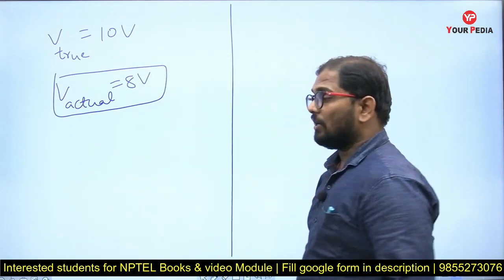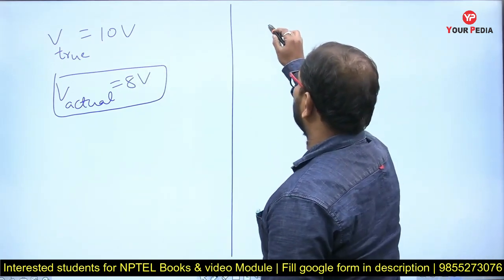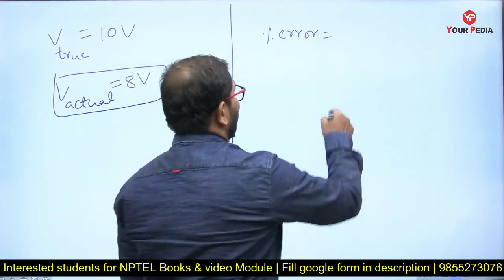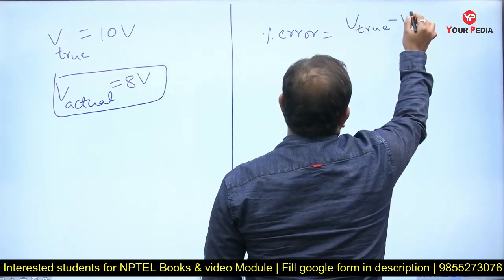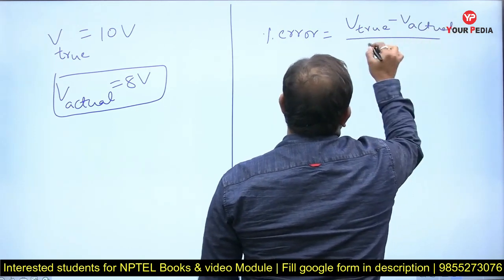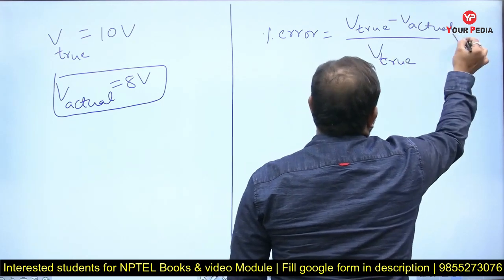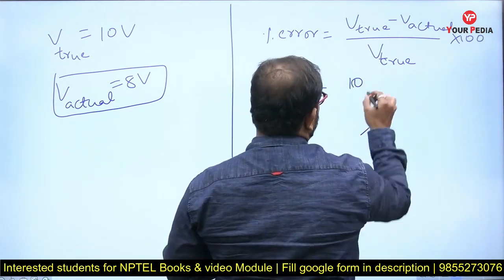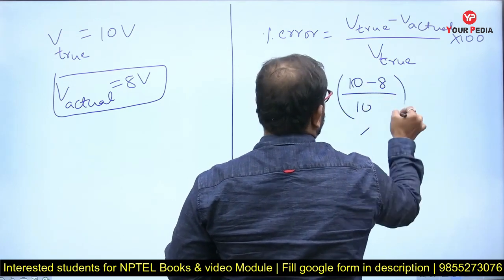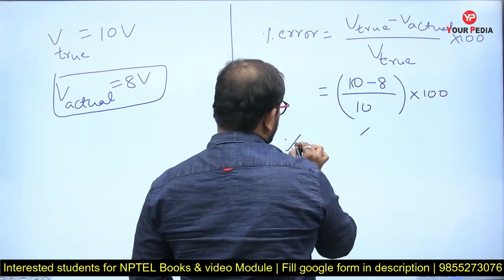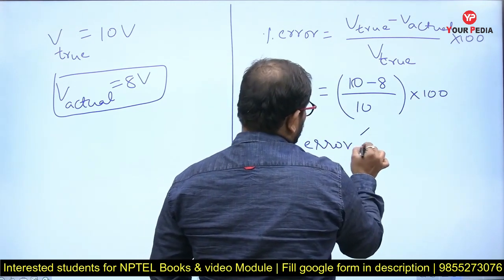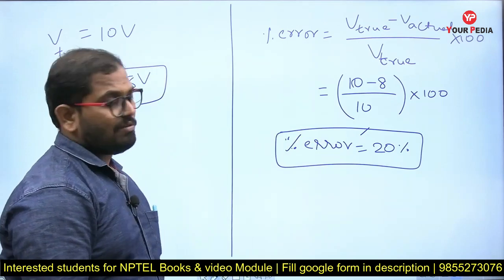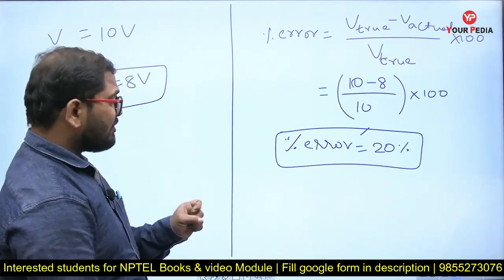Now he's asking us to calculate the percentage error. How will we calculate the percentage error? It is the true value minus the actual value, which is the difference in voltage with respect to the true value, multiplied by 100 for the percentage. What is the true value? It is 10. What is the actual value? It is 8. So (10 minus 8) by the true value 10, multiplied by 100. So what is the percentage error we got? This value is equal to 20%. So this is the percentage error value.